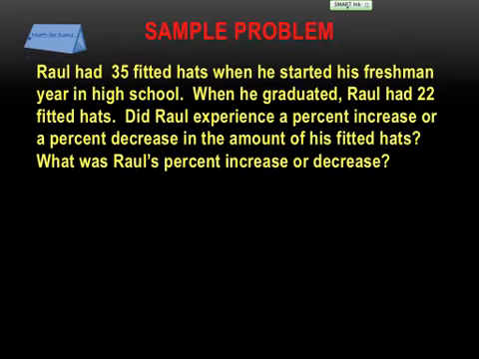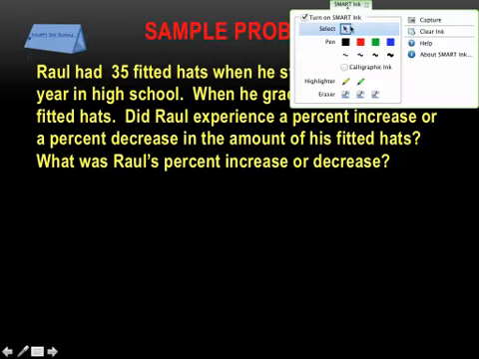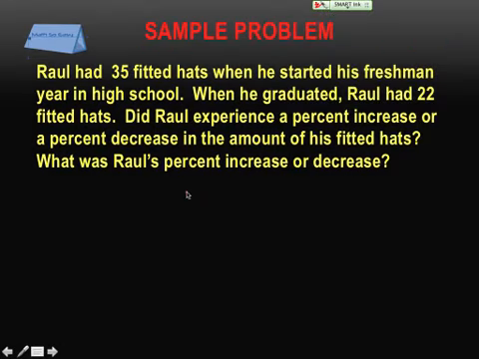Okay, we have Raul had 35 fitted hats when he started his freshman year in high school. When he graduated, Raul had 22 fitted hats. And the question is, did Raul experience a percent increase or a percent decrease in the amount of his fitted hats? That's the first question. So if it went up, it's an increase. If it went down, it's a decrease. He had 35. Later on, he had 22. So, of course, that is a decrease. So we could say the first answer to that is a percent decrease. Very simple. Okay, so now it says, what was Raul's percent increase or decrease?